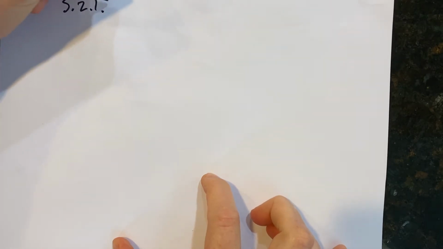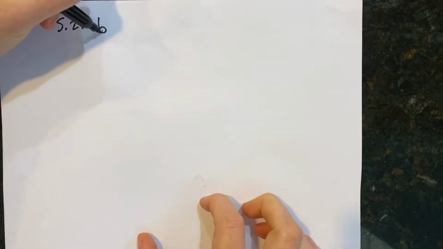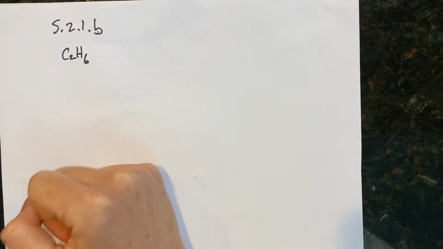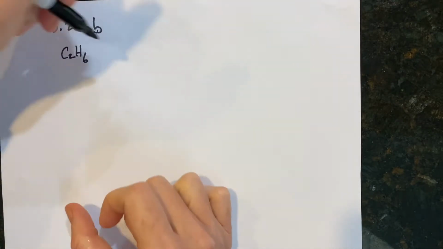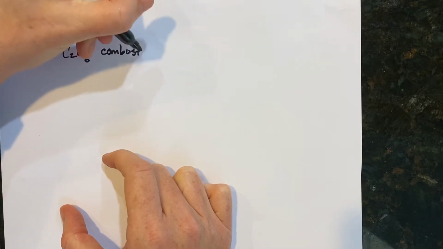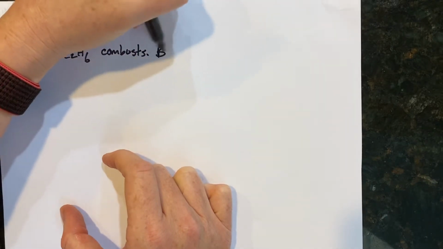All right, so this is gonna be a quick check. Let's see, 5.2.1.b. Raise this up a little bit. This quick check is regarding a combustion reaction of C2H6. So one way that you might be given this question is it will say C2H6 combusts. Balance this reaction.